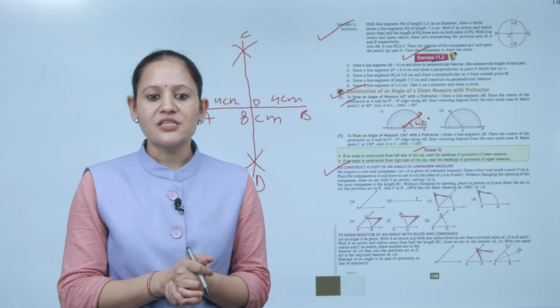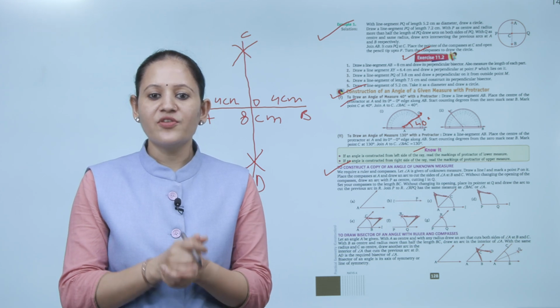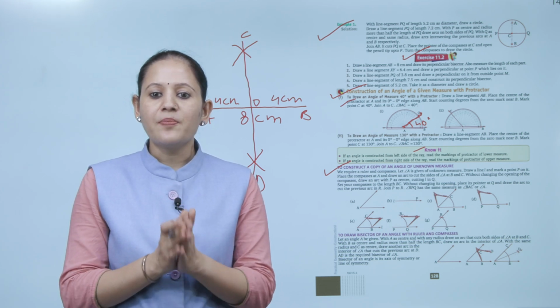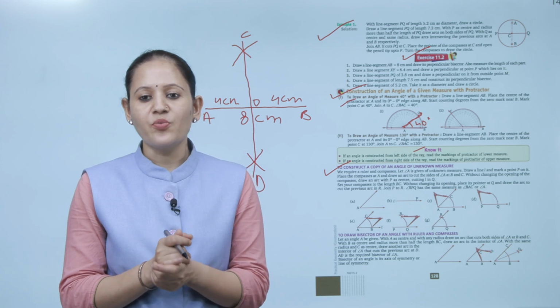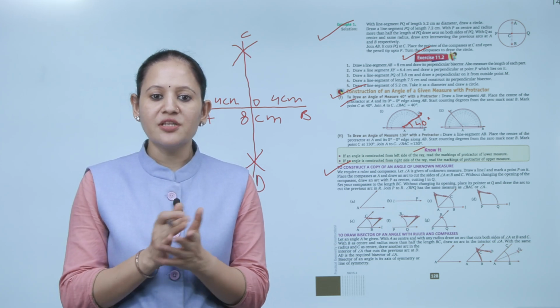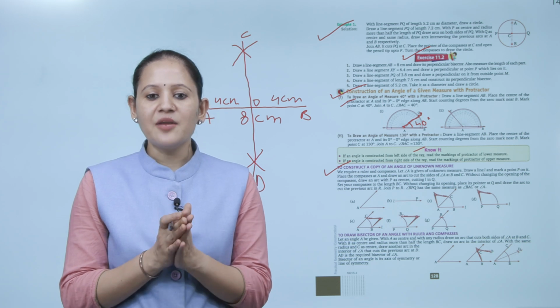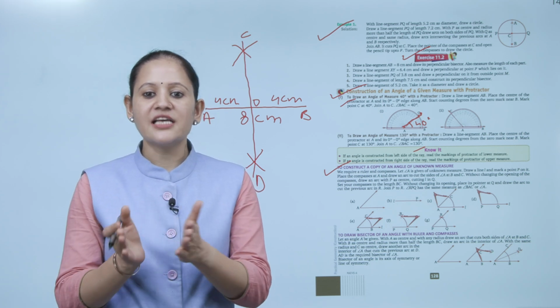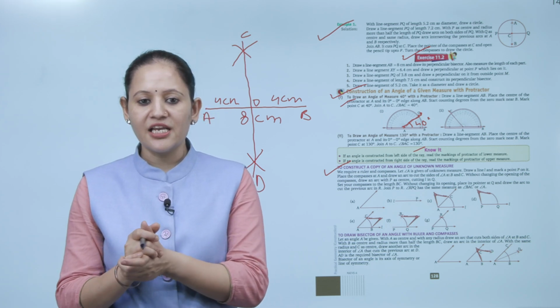Set your compass to the length BC without changing its opening. Place its pointer at Q and draw an arc to cut the previous arc at R. Join P to R. Angle RPQ has the same measure as angle BAC, or angle A.